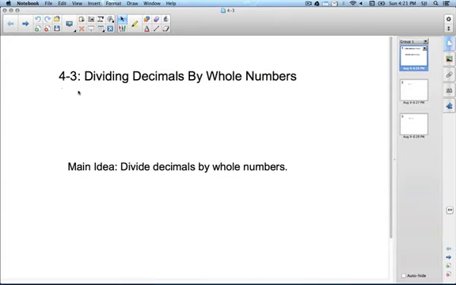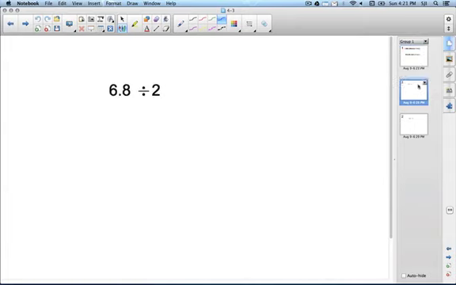Lesson 4-3, Dividing Decimals by Whole Numbers. The main idea of this lesson is to be able to divide decimals by whole numbers. Here's our first example. 6.8 divided by 2.